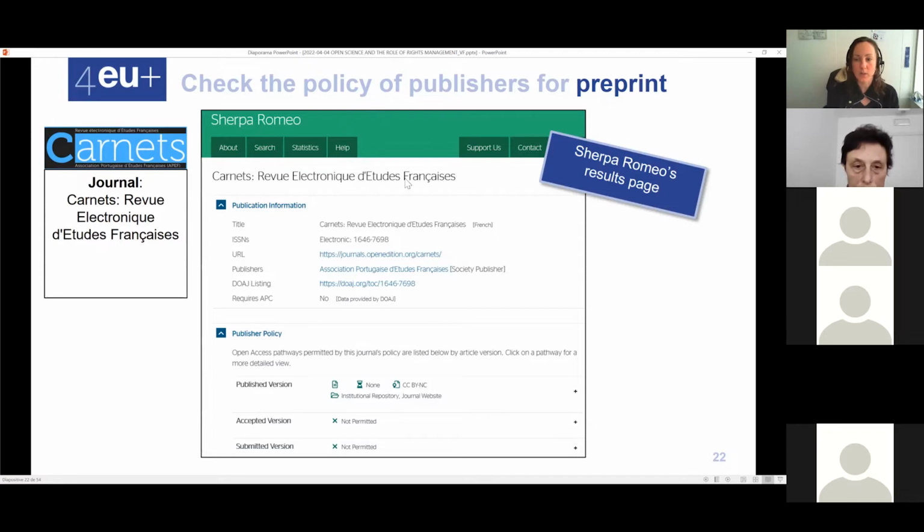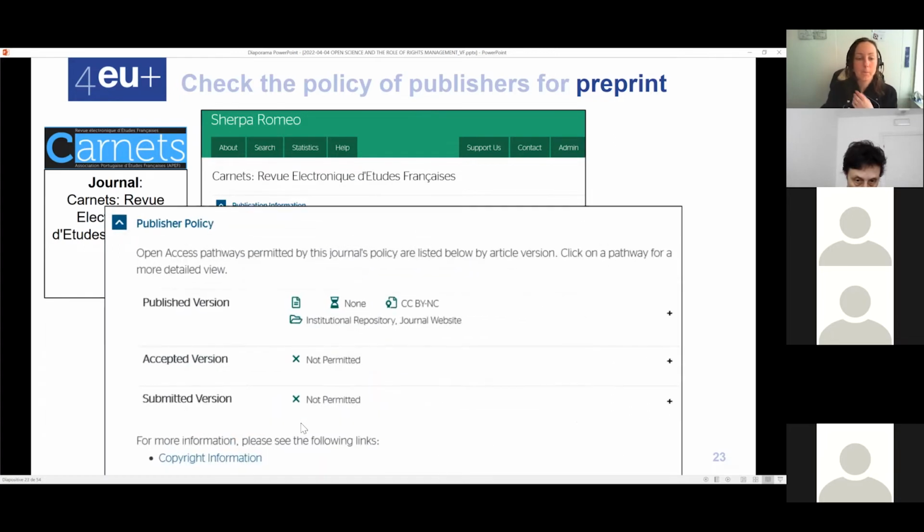So here is the results page from Sherpa Romeo. We have basic journal information at the top of the page. And at the bottom of the page, we have what we want to understand today: the publisher policy regarding open access, regarding different versions of your paper. So let's focus on this publisher policy.